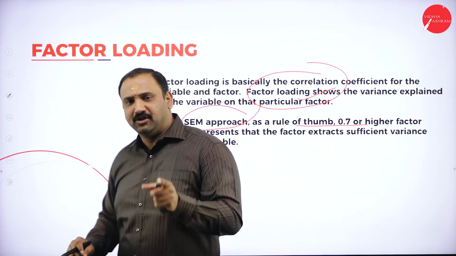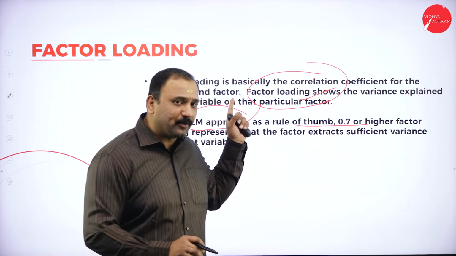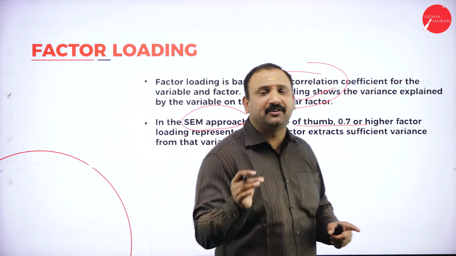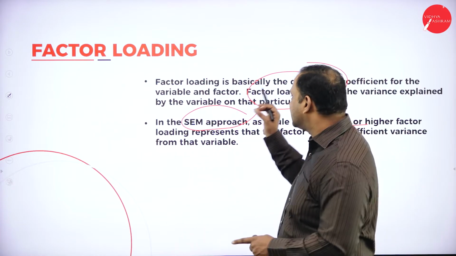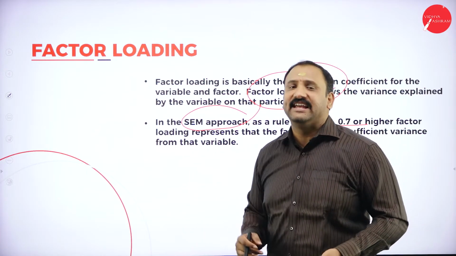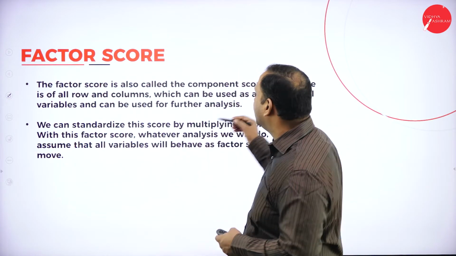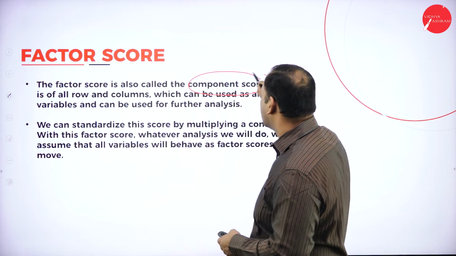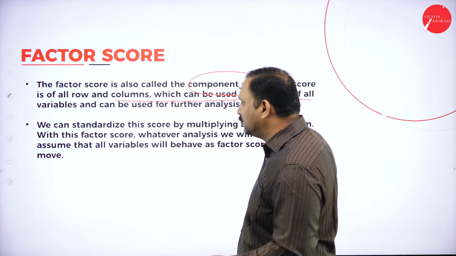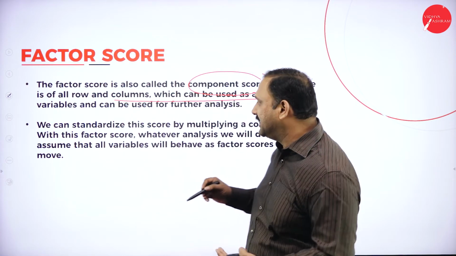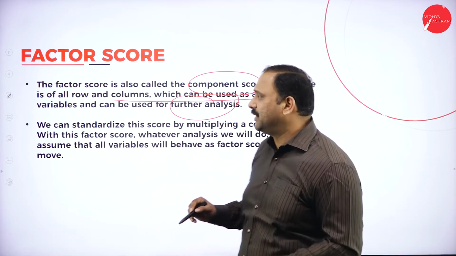So, in that kind of business research, you would be likely to talk about factor loading, where you are trying to prioritize certain values, certain variable factors, and then take it forward. Now, the factor score, which is also called the component score, is very much tied to this factor, because it covers all rows and columns, can be used as an index of all variables, and can be used for further analysis. So that is also very, very interesting.